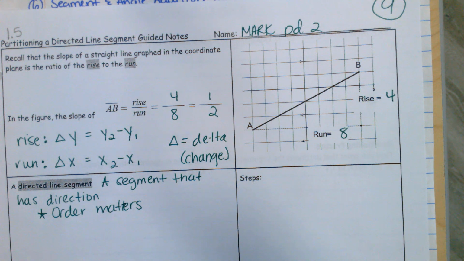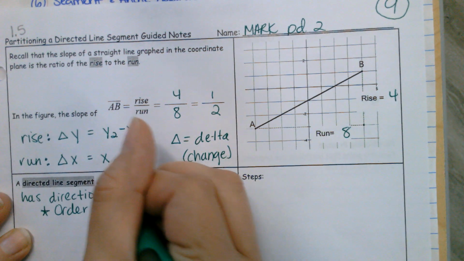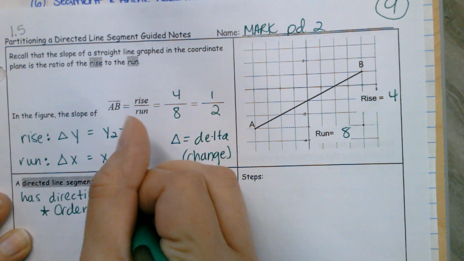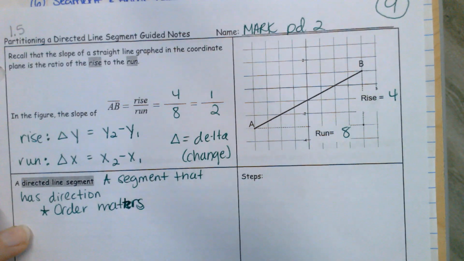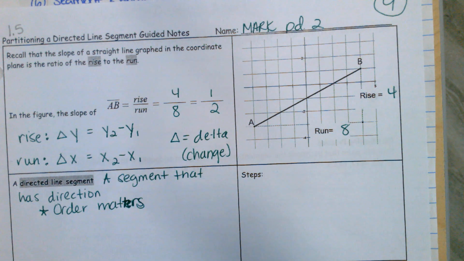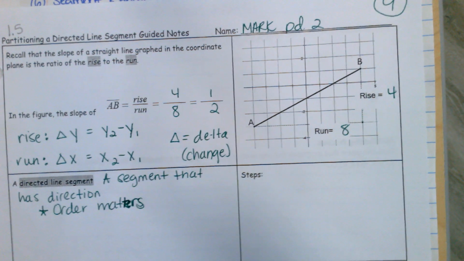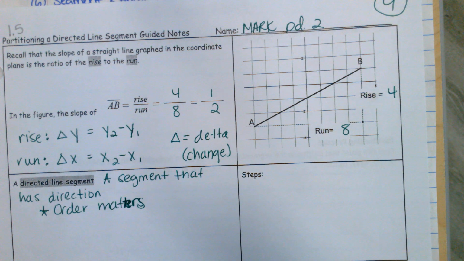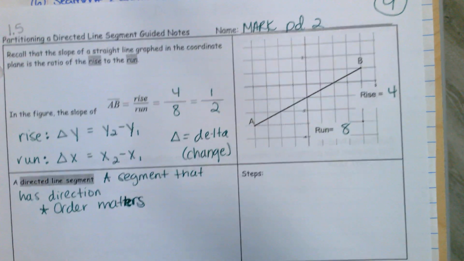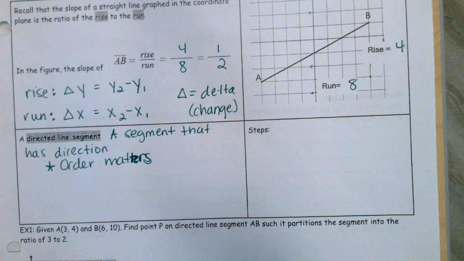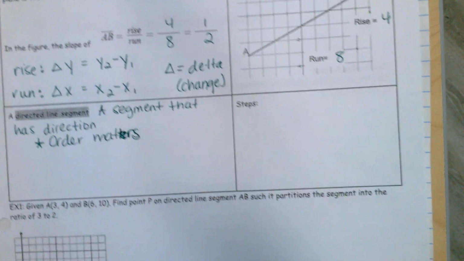So we're going to write our steps, but the first thing we're going to do is go through a problem and work it out together. So example 1 is what we're going to talk about. We have A at (3, 4) and B at (6, 10), and point P on the directed line segment AB such that it partitions the segment into a ratio of 3 to 2.